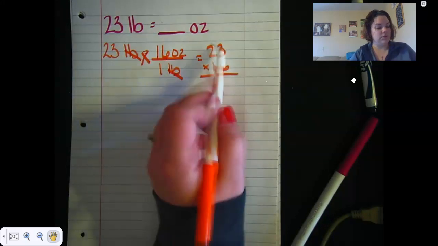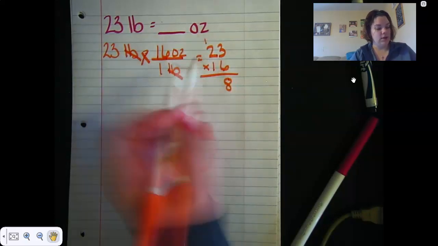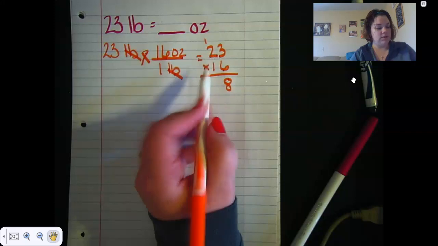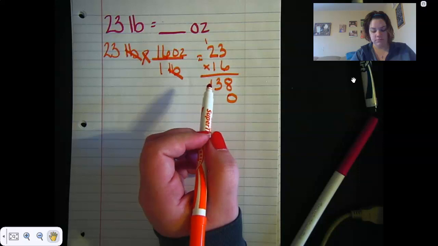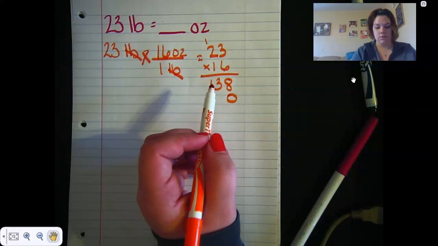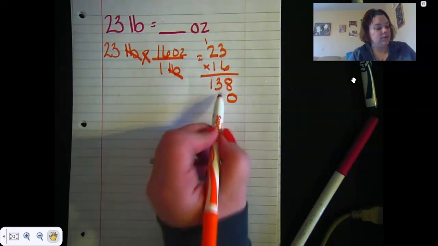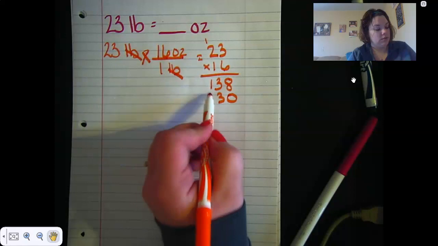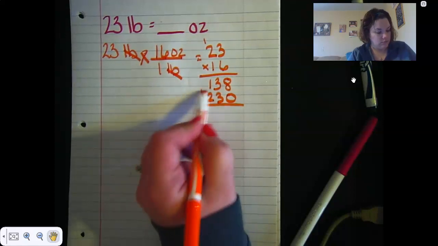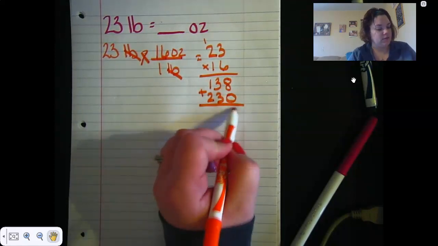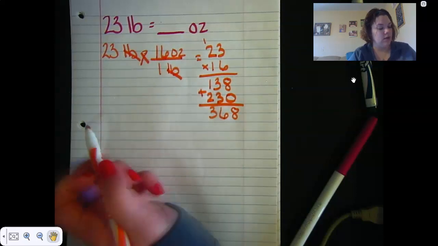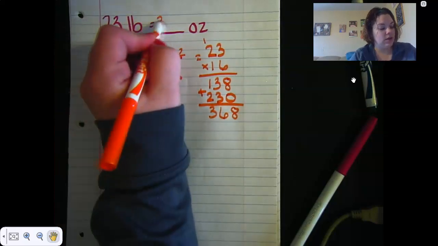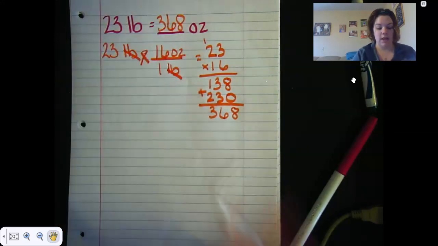Okay, so 6 times 3 equals 18. Carry the 1. 6 times 2 equals 12. Plus 1, that's 13. Remember to carry your 0. One times 3 equals 3. 1 times 2 equals 2. Add them together. 8 plus 0 is 8. 3 plus 3 is 6. 1 plus 2 equals 3. So 23 pounds is actually 368 ounces.